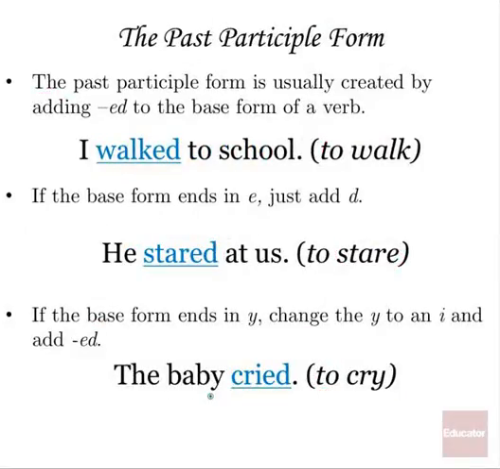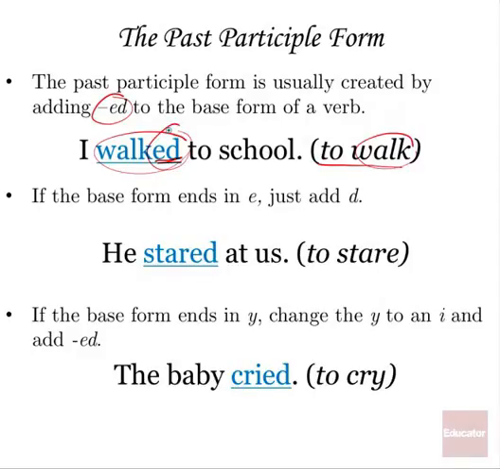Okay, the past participle form. The past participle form is usually created by adding the suffix ed to the base form of a verb. I walked to school. There's our friend walk again. Base form walk. We add the ed, and we get walked.